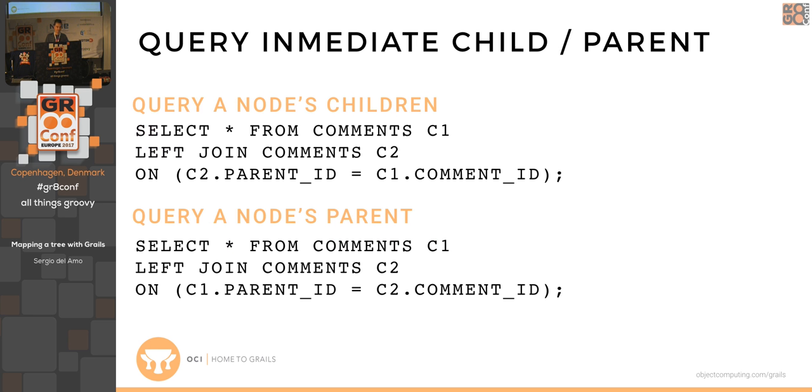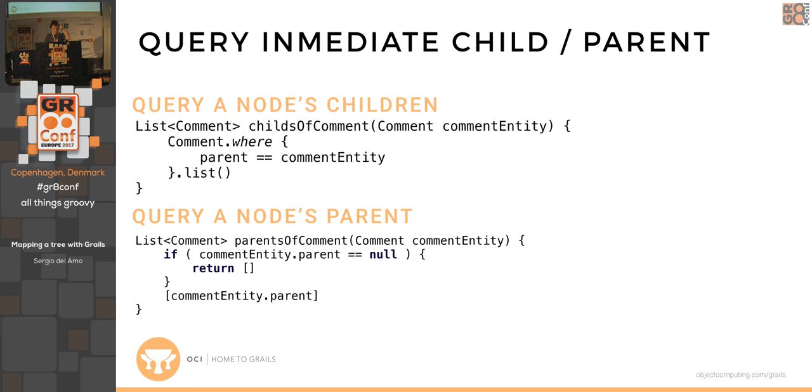Querying the immediate child and parent. In this presentation, when I talk about ancestors, I mean all the parents until we reach a root node, and by descendants, I mean all the children until I reach a leaf node. By child or parent, I mean only the immediate ancestor, the one above or the ones below. Since we already have our own ancestors in the table reference, it's really easy with a simple join. We can query both. In Grails, it's easy as well.